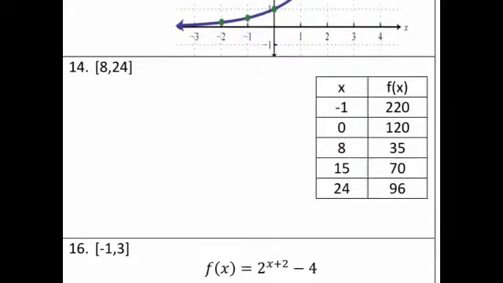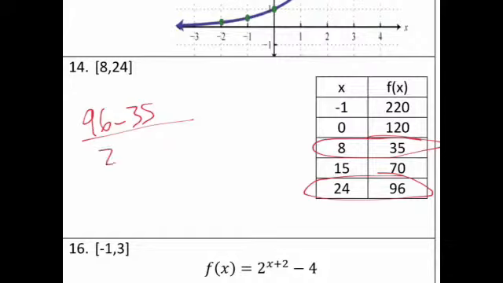And then on 14, we have where x is 8 and where x is 24. Subtract the y's, subtract the x's, make your fractions. So let's do 96 minus 35. So notice I'm doing the bottom minus the top, and that's okay. And then you do 24 minus 8.